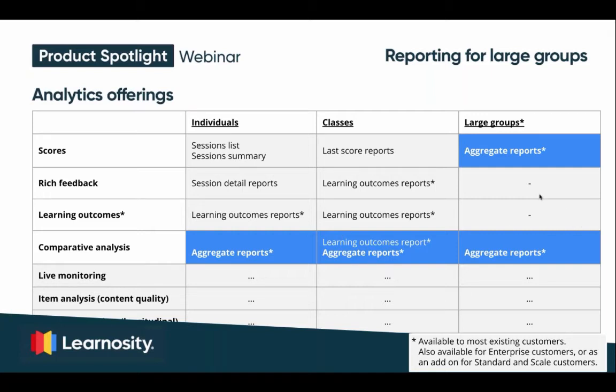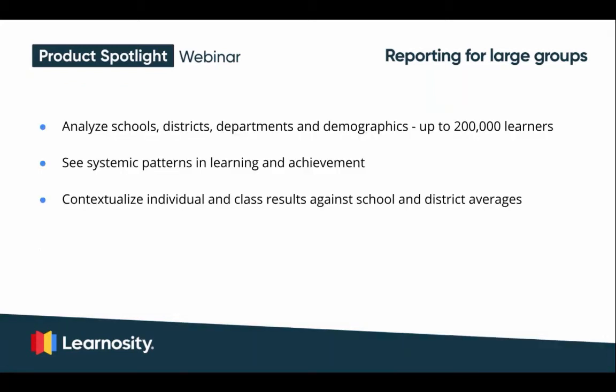So we don't see that working so much in the large group area, but aggregate reports does extend down to classes and individuals, to the extent that you can compare an individual or a class performance to the performance of their overall cohort, and that can help contextualize their result. A bit more information about that.